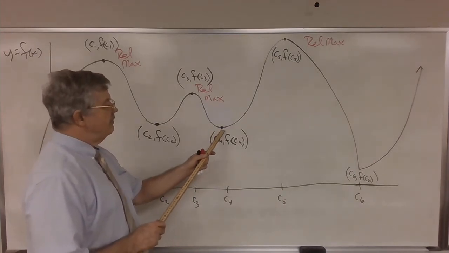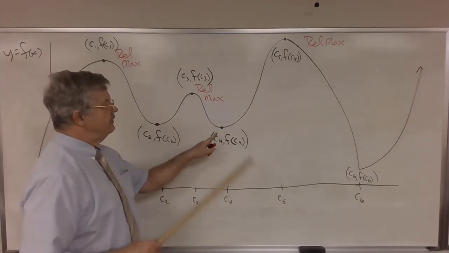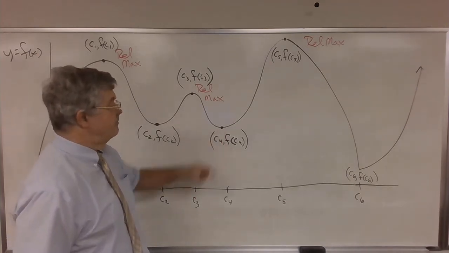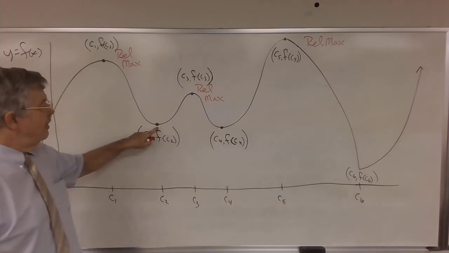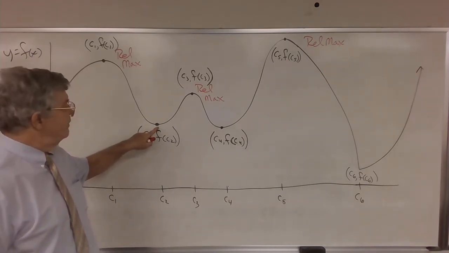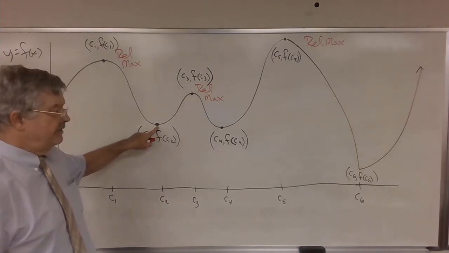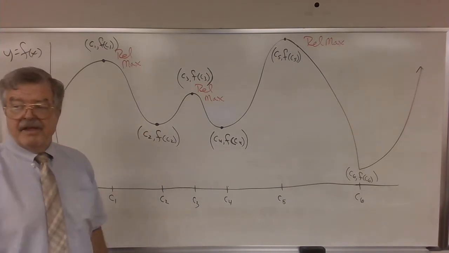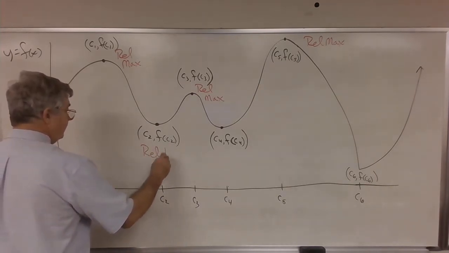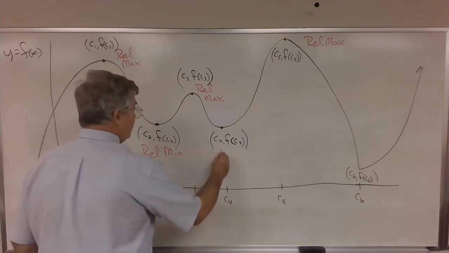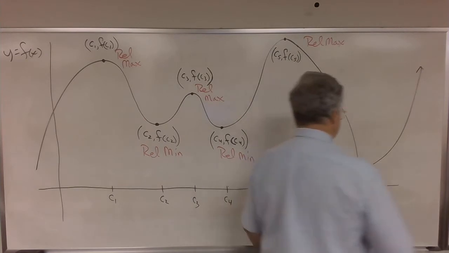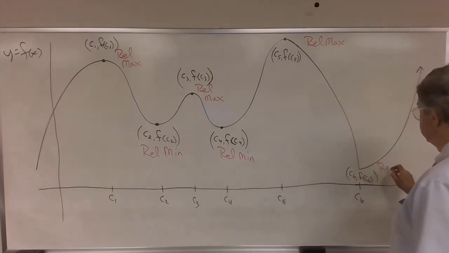Relative to all of the other points in the immediate vicinity of this point, this is the lowest point. It's a relative minimum. Relative to all of the other points on the graph in the immediate vicinity of this point, this is the lowest point, relative minimum, and so on. So let's label these: relative minimum, relative minimum, relative minimum.